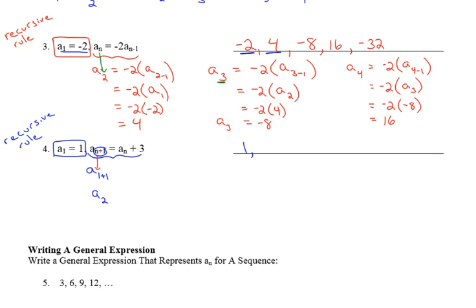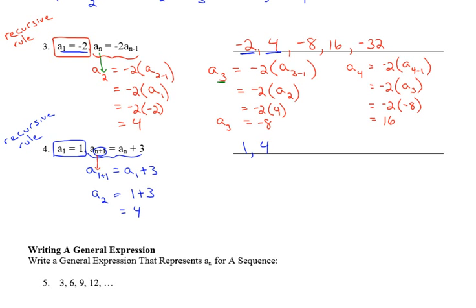So n is 1. Everywhere I see an n in the rule, I'm going to substitute a 1. So a sub 1 is 1. Add 3. 1 plus 3 is 4. So the second term in my sequence is 4.